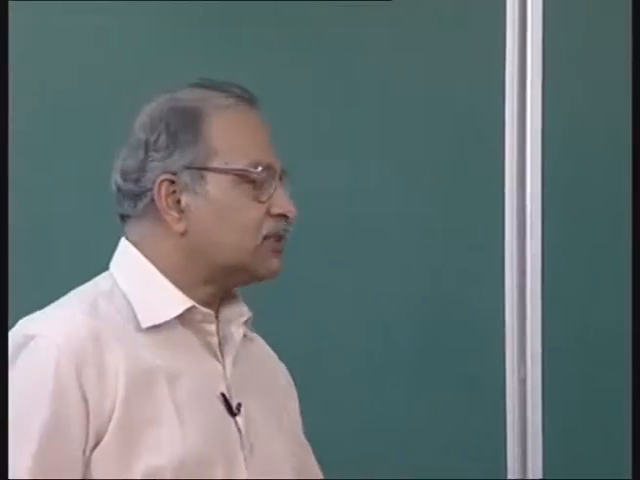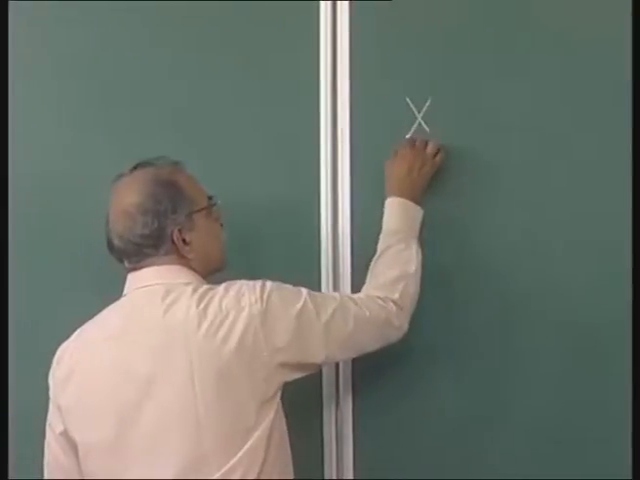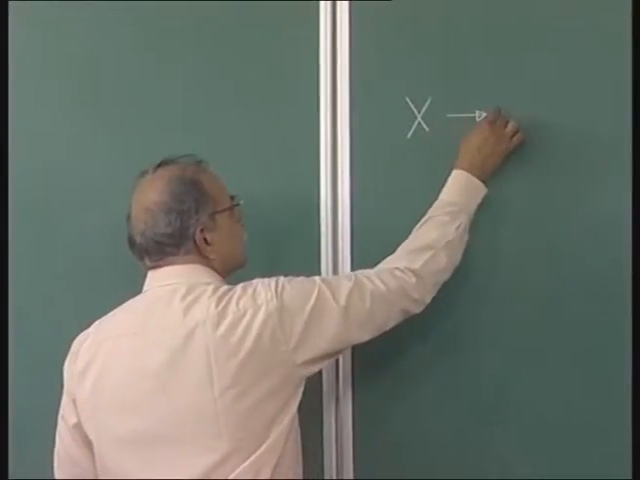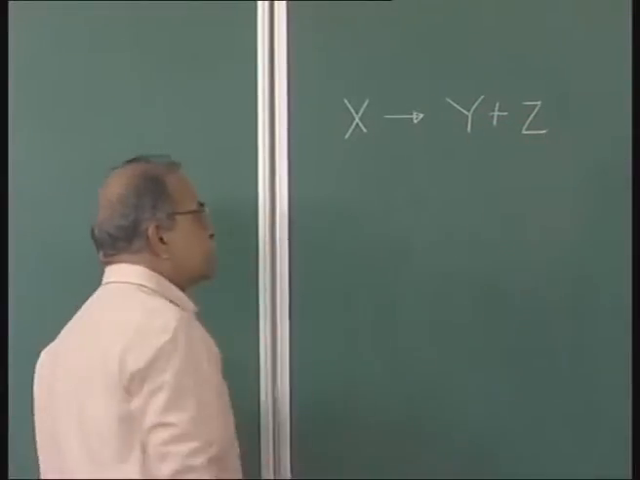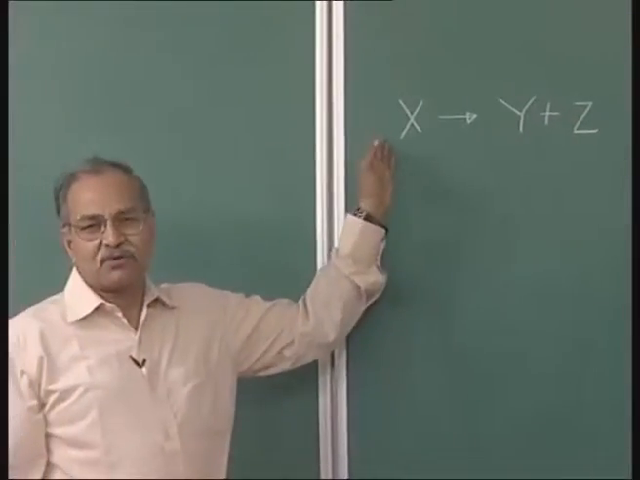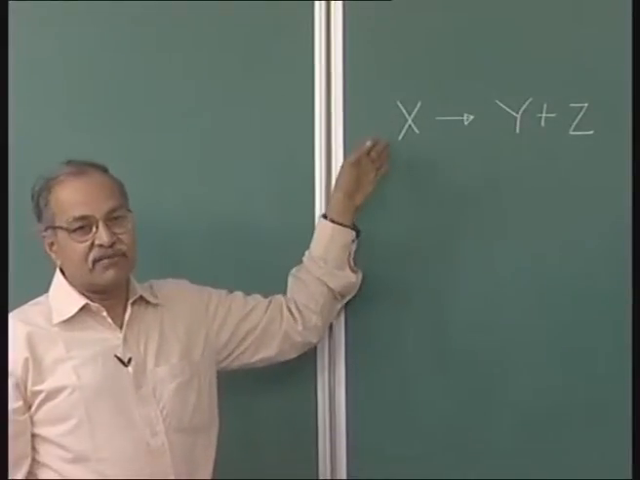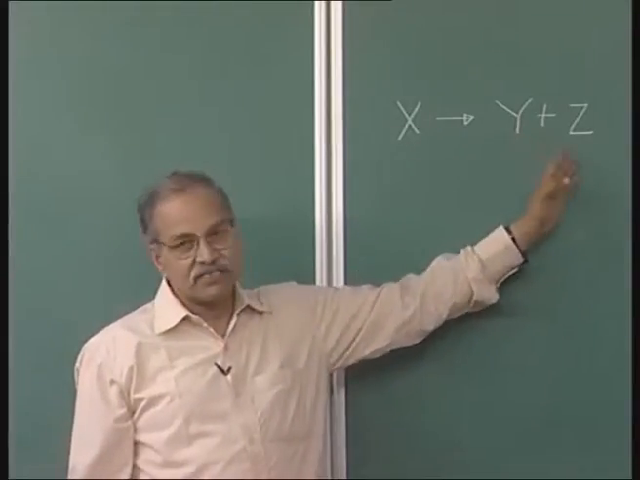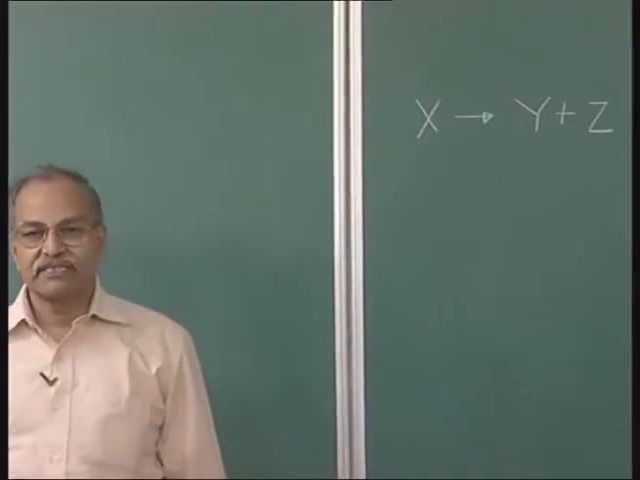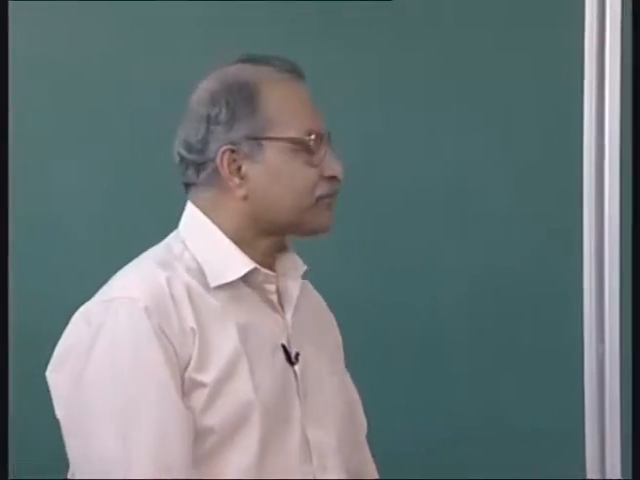So, if you have some nucleus, say X, and it breaks into roughly two equal parts, Y and Z, these are all so-called heavy nuclei and middleweight nuclei. So, essentially a heavy nucleus breaks into two middleweight nuclei. This process, this nuclear reaction, is known as the fission reaction.